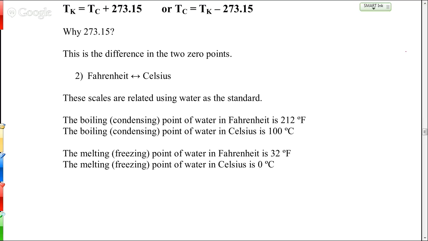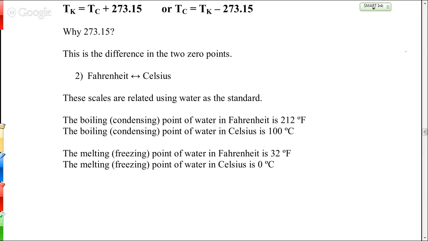Another good one to keep in mind is body temperature. I don't have that listed here, but anybody know those? What's body temperature? 98.1 in Fahrenheit. It's about 37 in Celsius. So 98 or 99 in Fahrenheit and 37 in Celsius. So that keeps you along the scale.